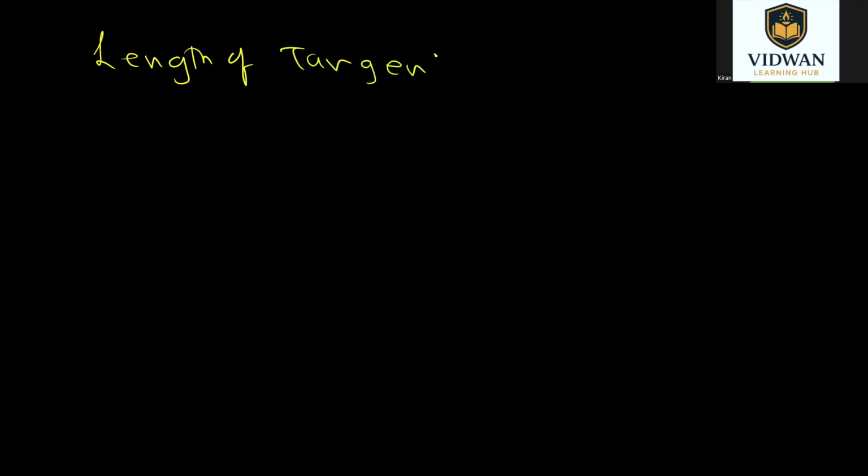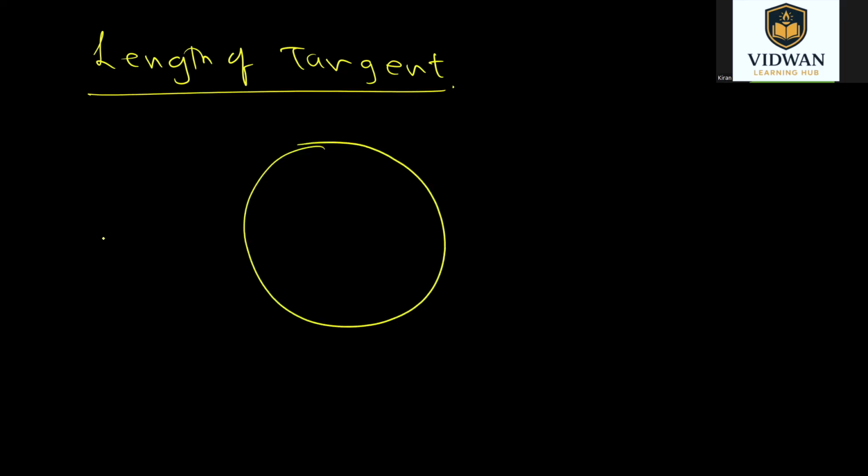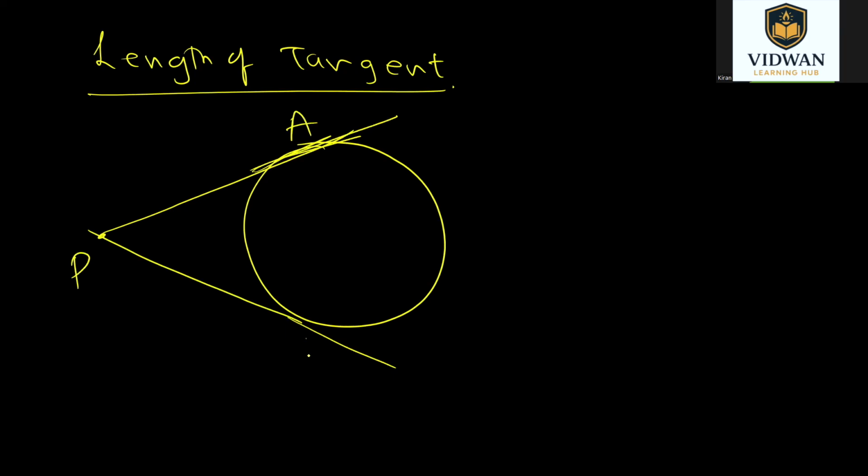So after this, we'll discuss length of tangent, then angle between pair of tangents. So for length of tangent, we know that from any external point, we can draw only 2 tangents to a circle. So from any external point P, the number of tangents you can draw to a circle is always 2. And when you join the center with this A and B, we know the property that radius is perpendicular to the tangent. So these two are 90 degrees, and join these two.